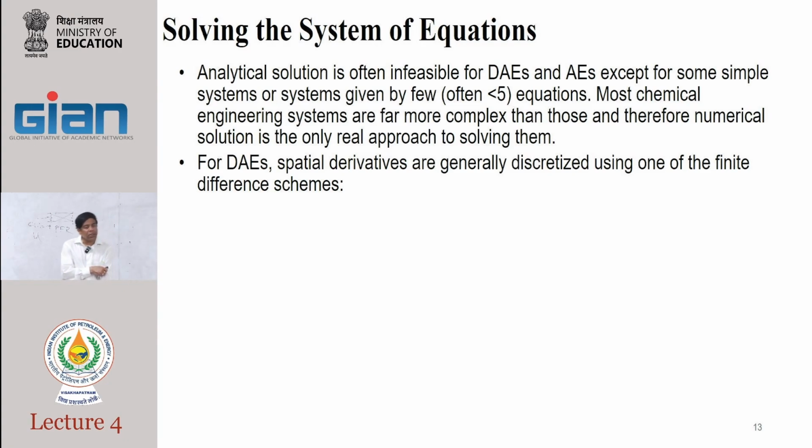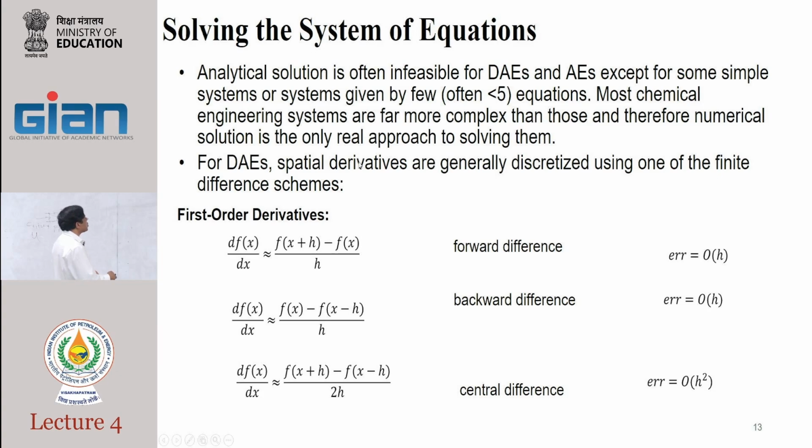So when you use Aspen, you will see that it gives you the opportunity to call one of such finite difference schemes. Let's see what those are and how they work. If I have a first order derivative, the simple one is the forward difference method: f of x plus h minus f of x. This is the backward difference, and then we have the central difference. These are the three approaches we can use for this.